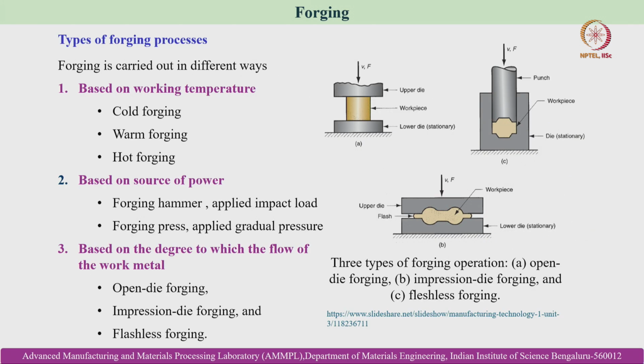Okay. So, the types of forging processes. Forging is carried out in different ways based on working temperature. It can be classified as cold forging, warm forging and hot forging.